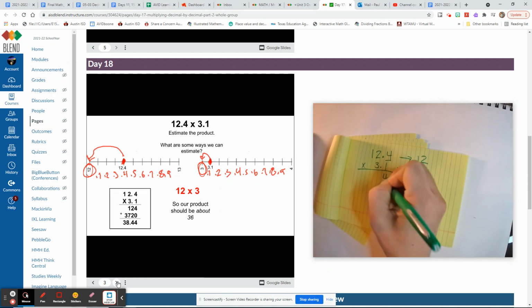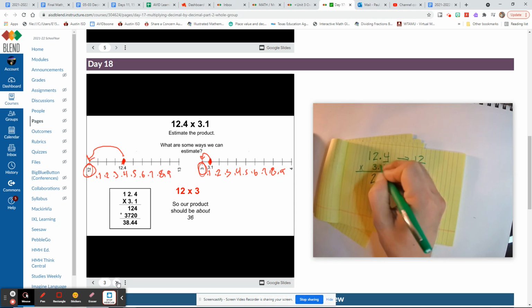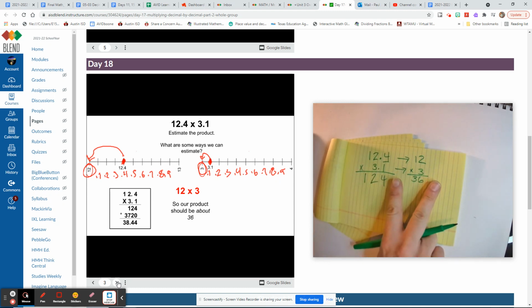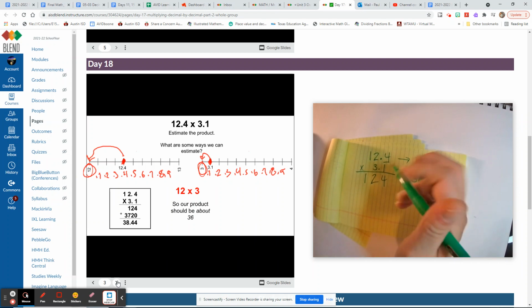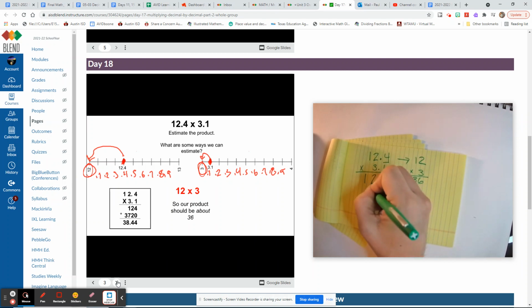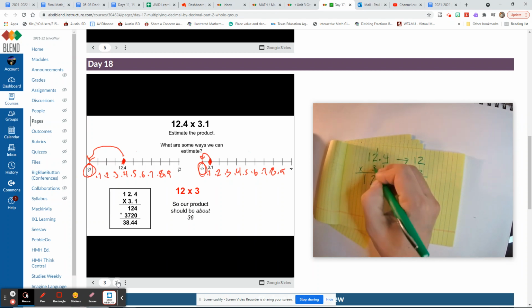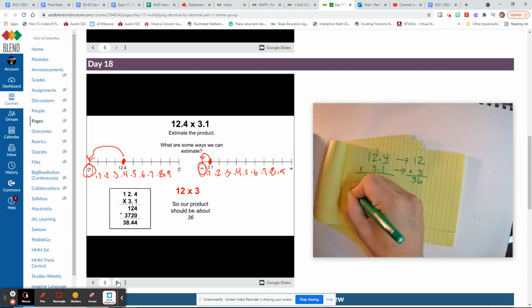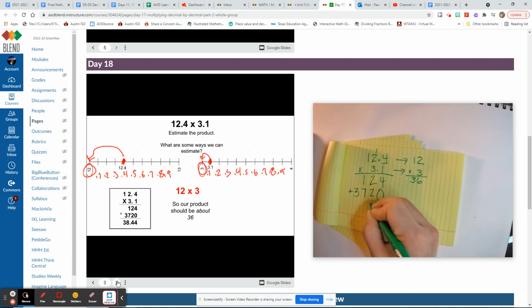1 times 4 is 4. 1 times 2 is 2. 1 times 1 is 1. Second line, ones place, 0. 3 times 4 is 12. Carry the 1. 3 times 2 is 6, plus 1 is 7. 3 times 1 is 3. Add it all up.